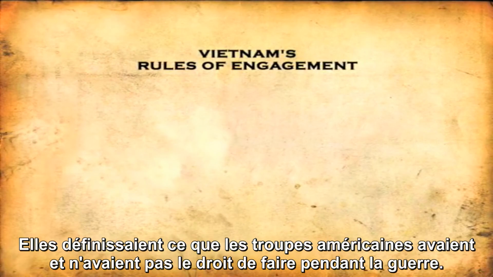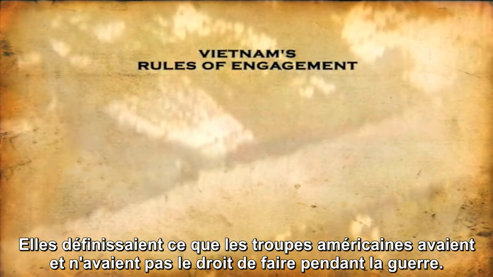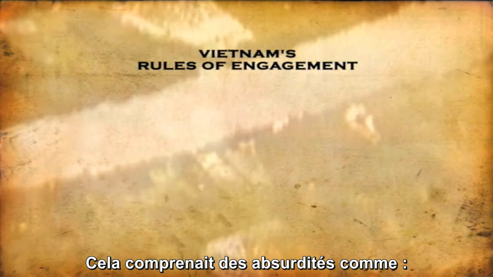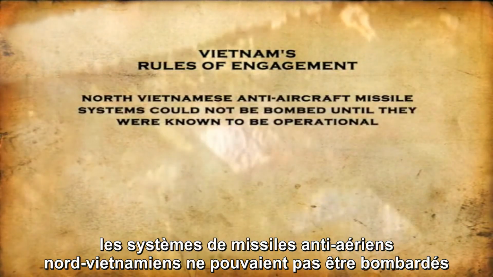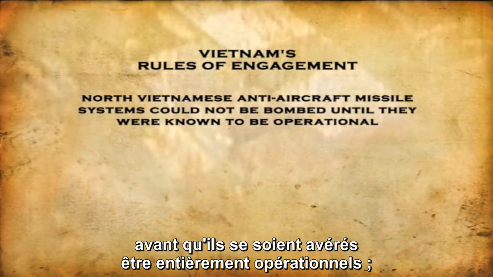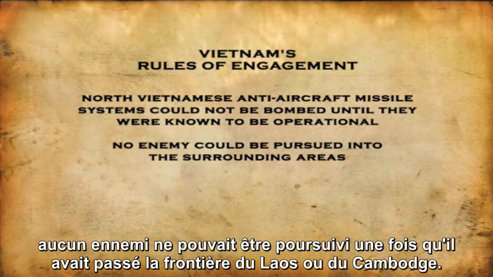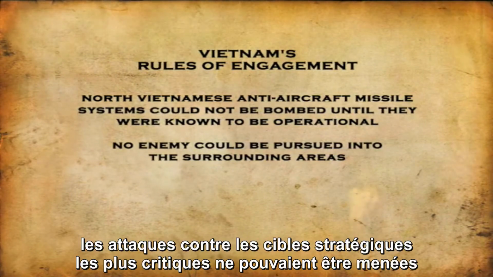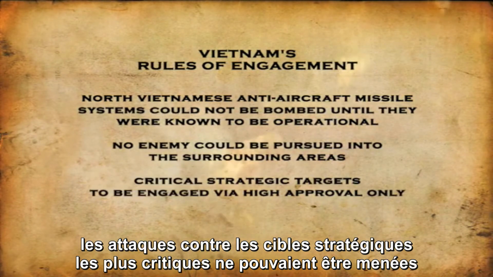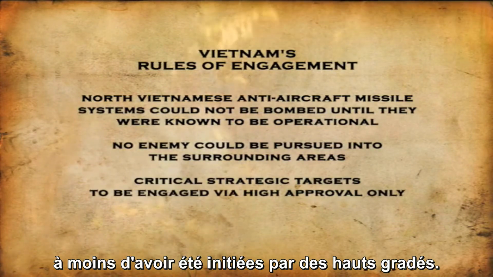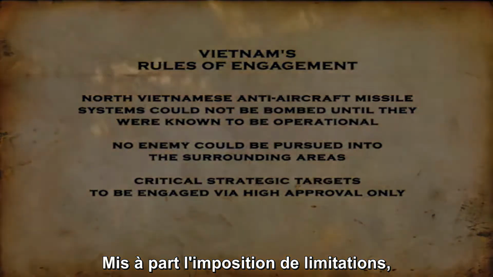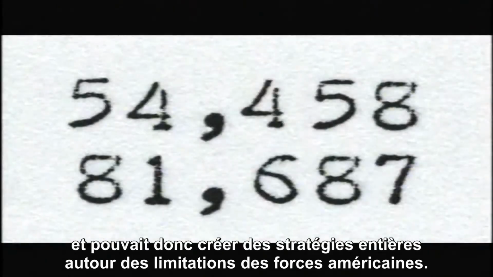In 1985, Vietnam's rules of engagement were declassified. This detailed what American troops were and were not allowed to do in the war. It included absurdities like North Vietnamese anti-aircraft missile systems could not be bombed until they were known to be fully operational. No enemy could be pursued once they crossed the border of Laos or Cambodia. And most revealing of all, the most critical strategic targets were not allowed to be attacked unless initiated by high military officials. Apart from these imposed ludicrous limitations, North Vietnam was informed of these restrictions and therefore could base entire strategies around the limitations of the American forces.